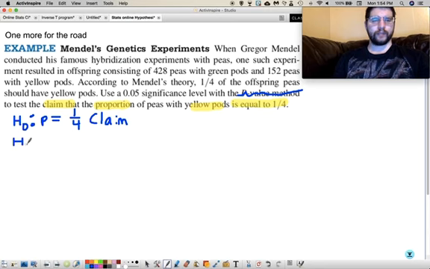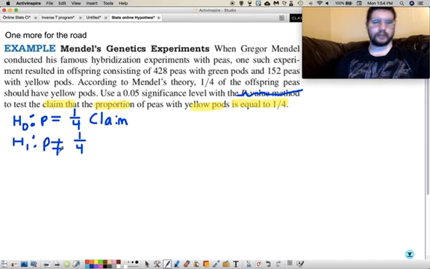That means H1 will be P not equal to 1/4. So this time, we have a two-tail test. Our tail always comes from the alternative. So it's either left tail, right tail, or two-tail based on what the alternative says.